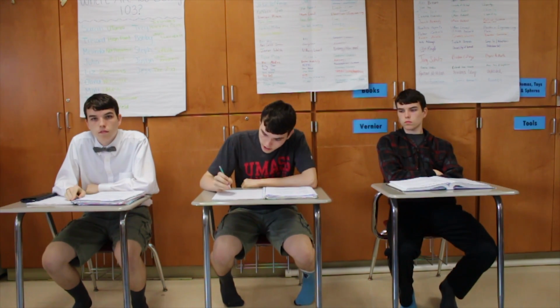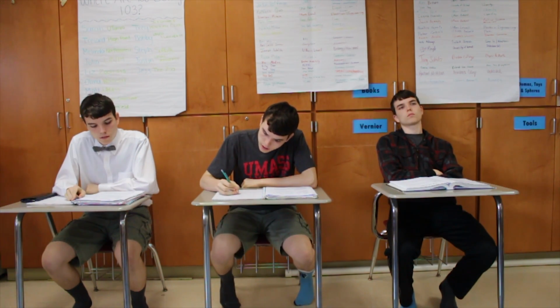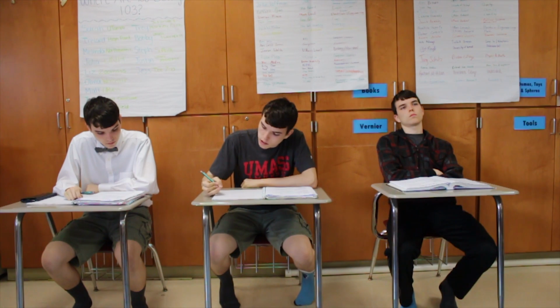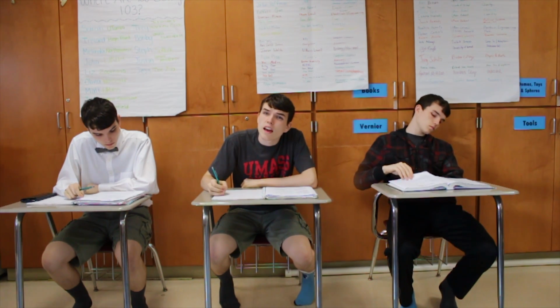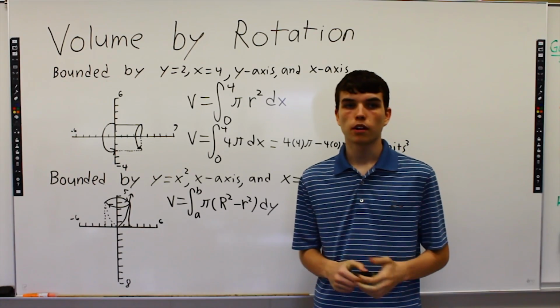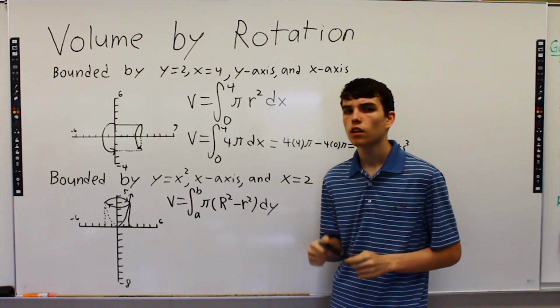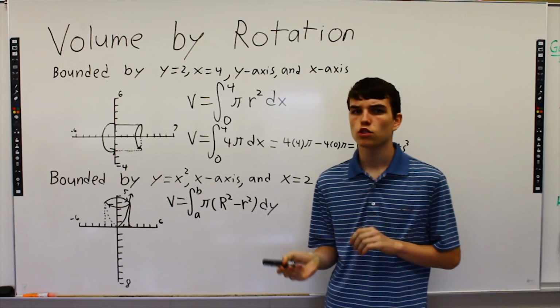So when we integrate, we get pi in parentheses 4 times 4 minus 1/4 times 4 squared minus 0, which is 8 pi units cubed. Good job, Mark. Now, remember, if the rotation's over a horizontal line, use dx. If the rotation's over a vertical line, use dy.